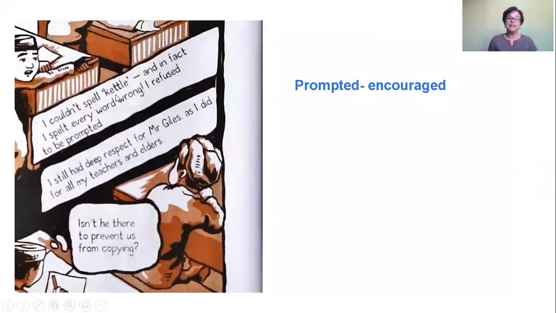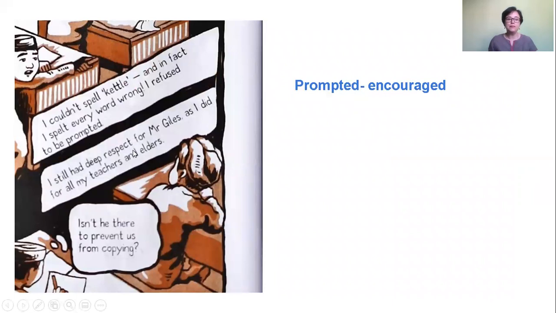I couldn't spell kettle. You know what a kettle is, you boil tea in it. I couldn't spell kettle, and in fact, I spelled every word wrong. Understandable, right? Knowing what Gandhi is like. So he got every single word wrong. Why? I refused to be prompted, he said. He did not allow the supervisor to help him.